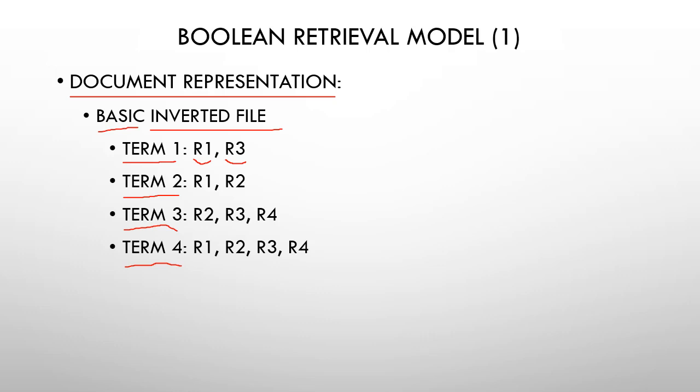Now term number 2 happens to appear in document number 1 and document number 2. So it means that document number 1 has term 1 and also term 2. And term number 3 appears in document number 2, number 3, and number 4, whereas term number 4 appears in document number 1, 2, 3, and 4. So that's the way we represent the document in an inverted file.